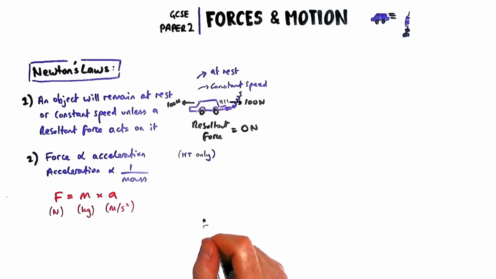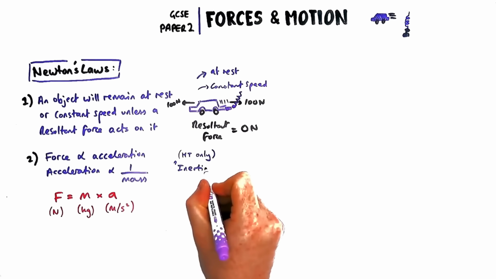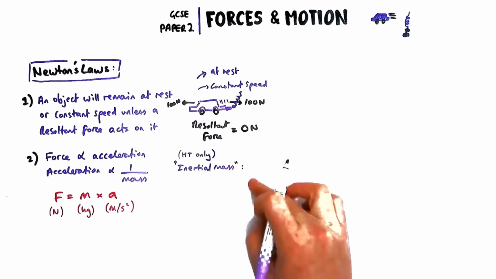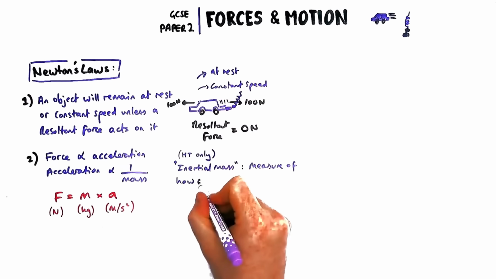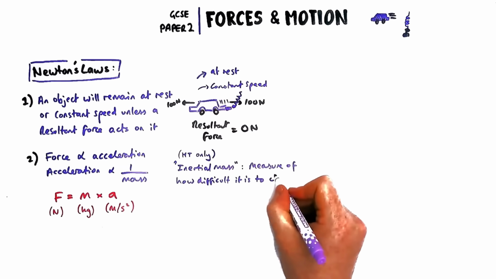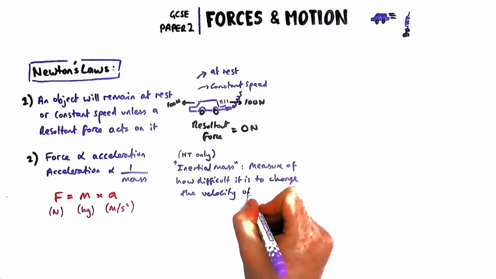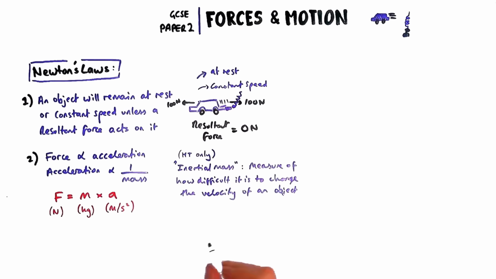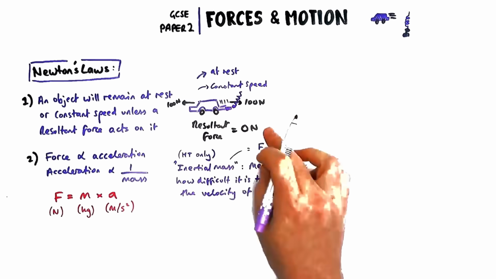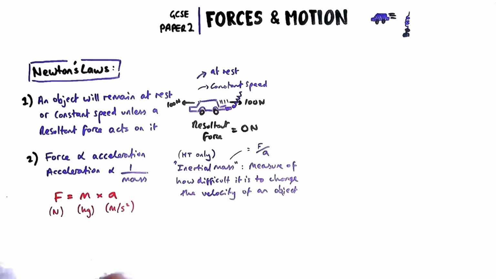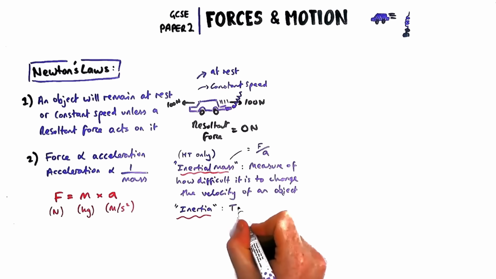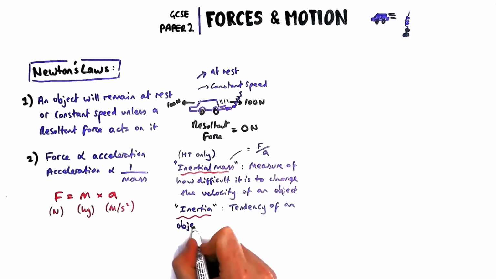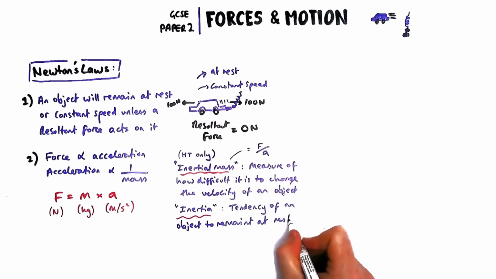If you're studying higher tier for combined science or separate science, you need to know about inertia or inertial mass. Inertial mass is a measure of how difficult it is to change the velocity of an object, and it's given by the force divided by the acceleration, basically rearranging Newton's second law. If you're asked about inertia, so not inertial mass but just inertia, it is said to be the tendency of an object to remain at rest or at a constant speed.